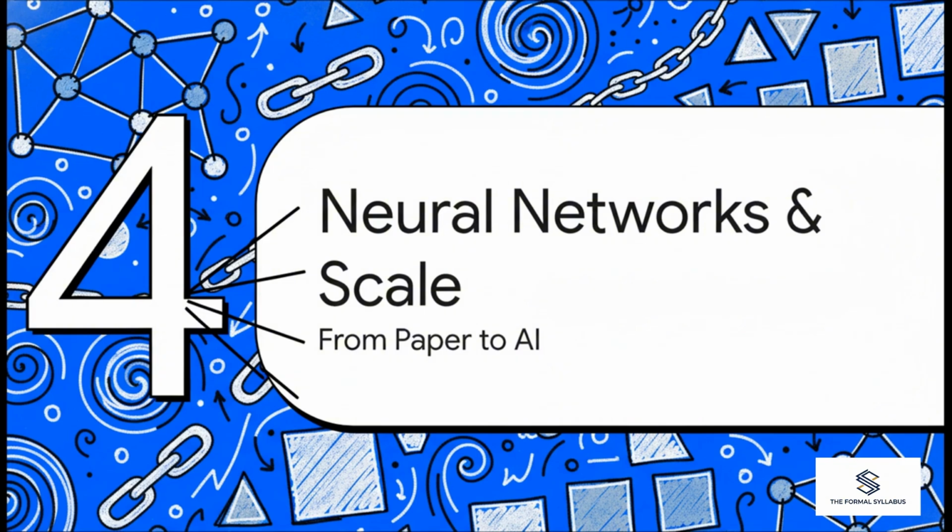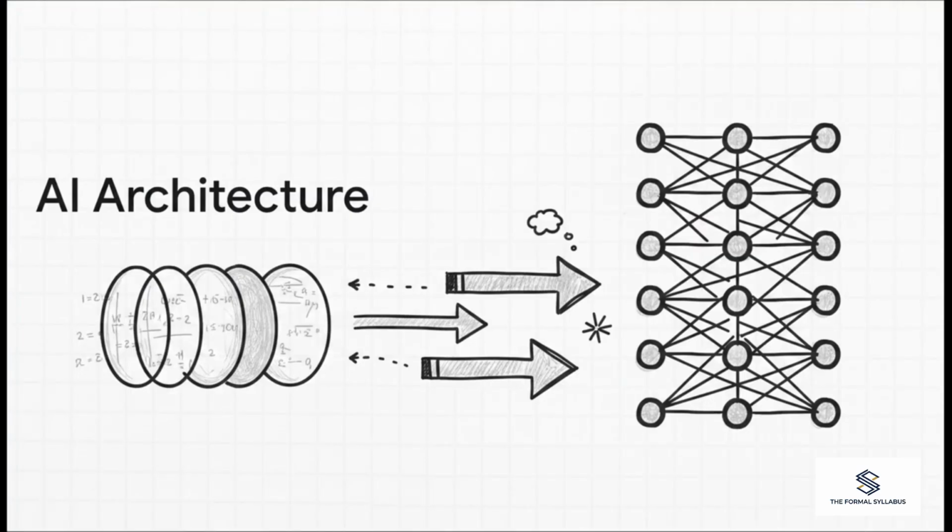Section 4, Neural Networks and Scale, From Paper to AI Engineering. Now prepare to have your mind blown a little bit. We are transitioning away from high school math mistakes to look at how top-tier engineers use this exact same rule to build modern artificial intelligence. Those simple layers of functions we just unpeeled on paper, they are exactly the same concept as the hidden layers inside an artificial neural net.